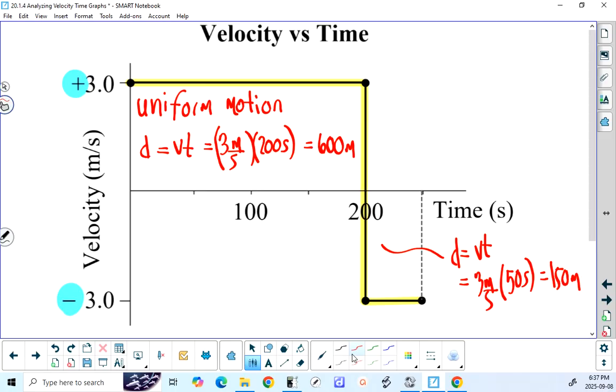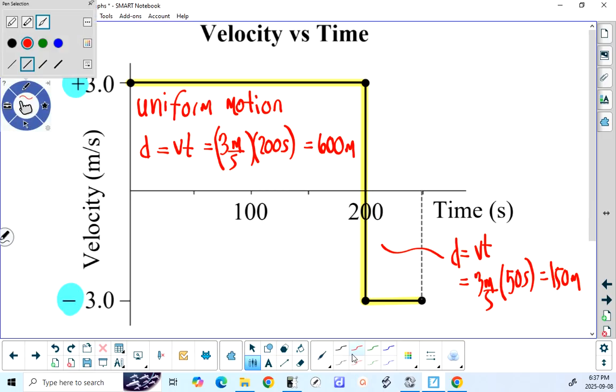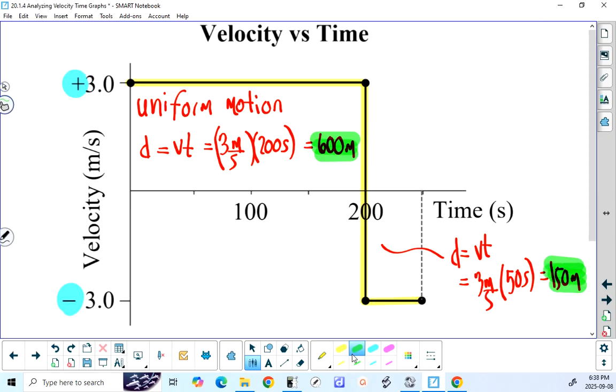And this is what we're dealing with now. We're asked to find the total displacement. We have 600 meters traveled here and 150 meters traveled there. And if this question said, how far did it travel in total? What's the total distance? We would say, well, that's 750 meters. But it asks for displacement.